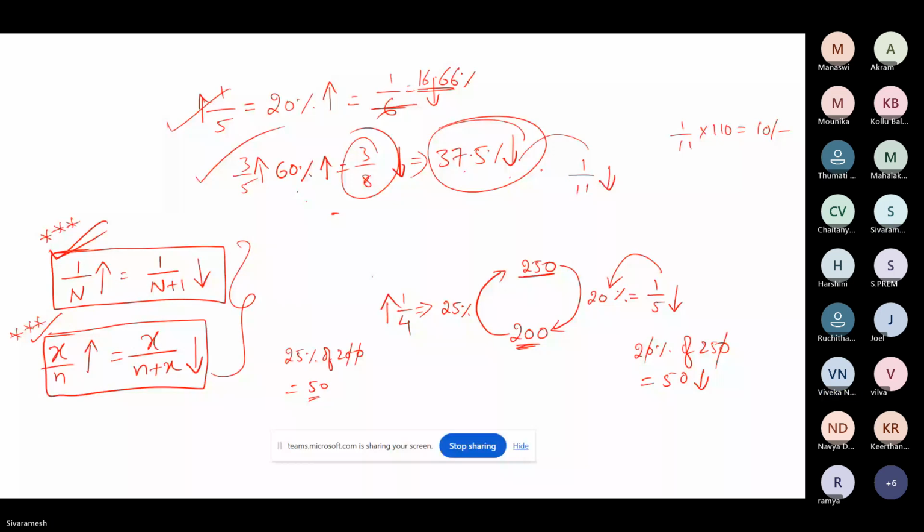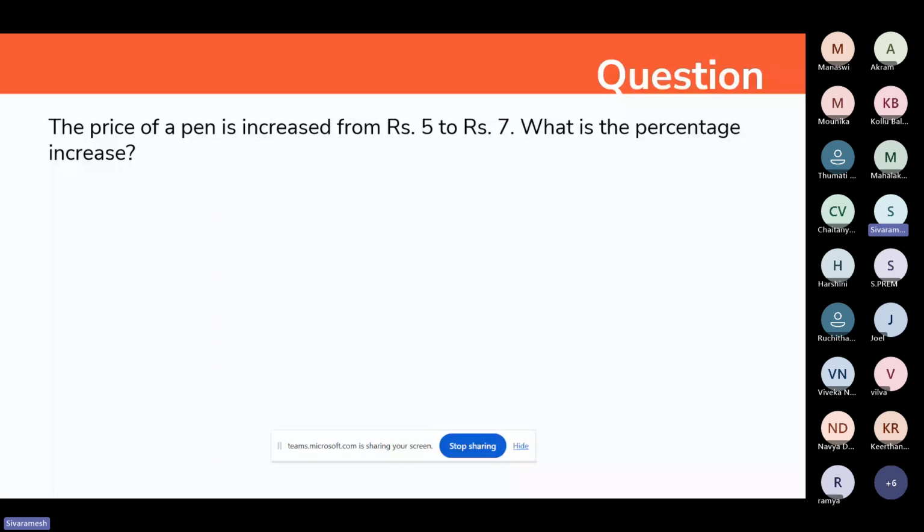Now, just listen. The price of pennies increased from 5 rupees to 10 rupees. Okay. What is the percentage increase? Now the price of the pennies increased from 5 rupees to 10 rupees. What is the percentage increase?